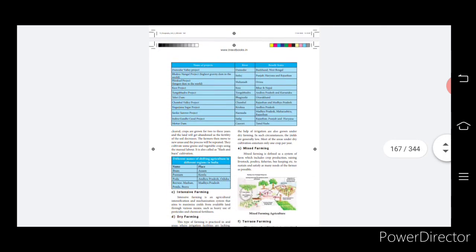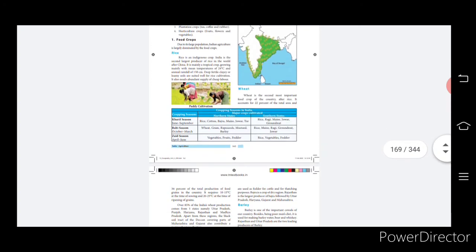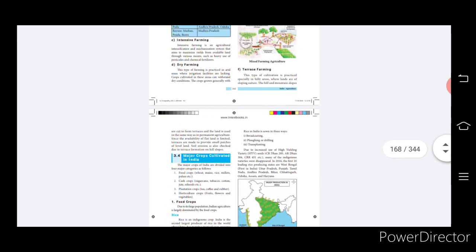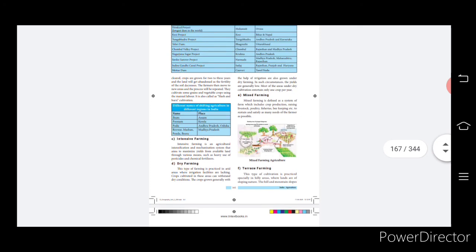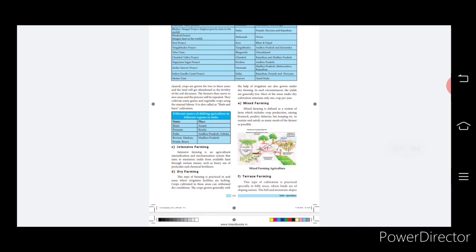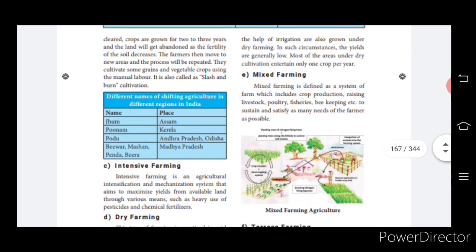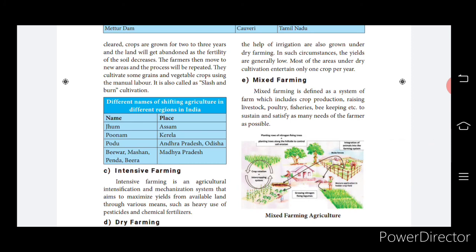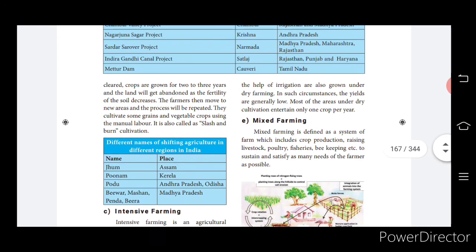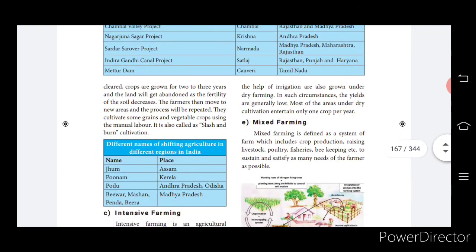Okay, now with the different names of shifting agriculture in different regions in India, I will be concluding with this. The next class I will be teaching you intensive farming. From intensive farming, I'll be continuing.